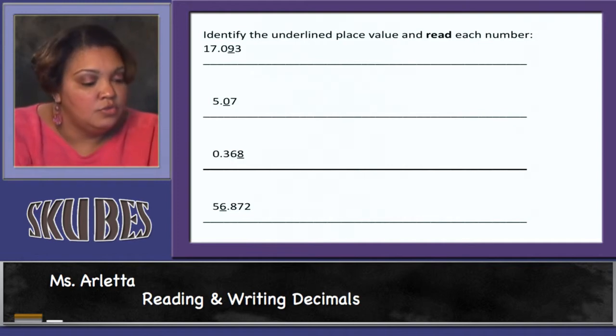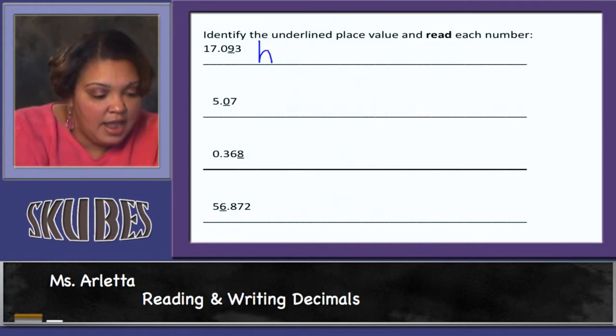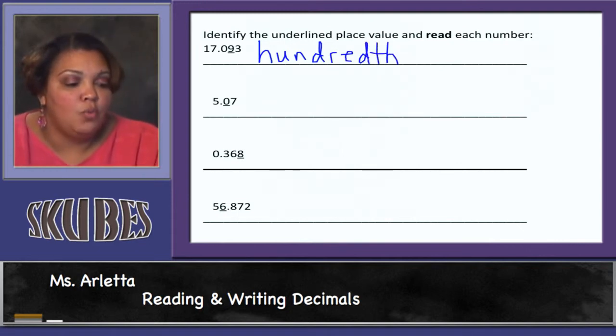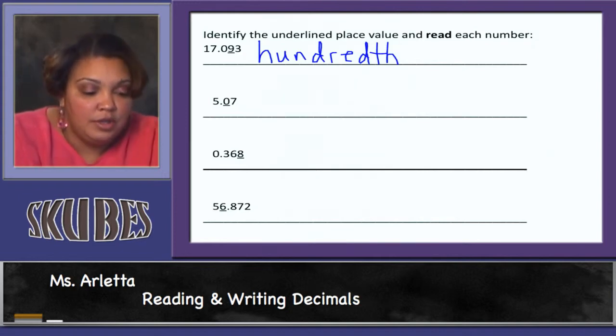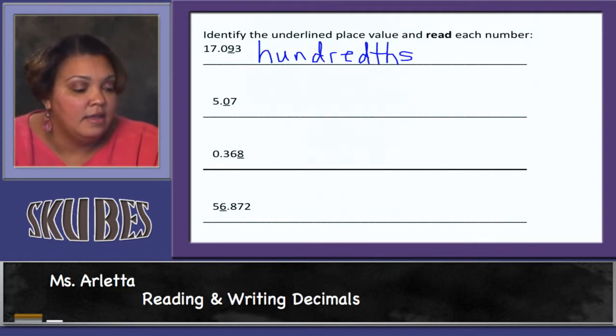I see to the right of the decimal we have 0 tenths, 9 hundredths, and 3 thousandths. So the place value that is underlined here is the hundredths. That 9 is in the hundredths place. And of course, the way you would read that is 17 and 93 hundredths. Every time I come to the decimal point, instead of saying point, I say the word and.